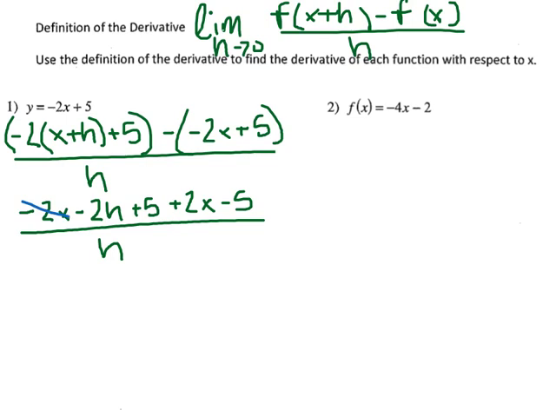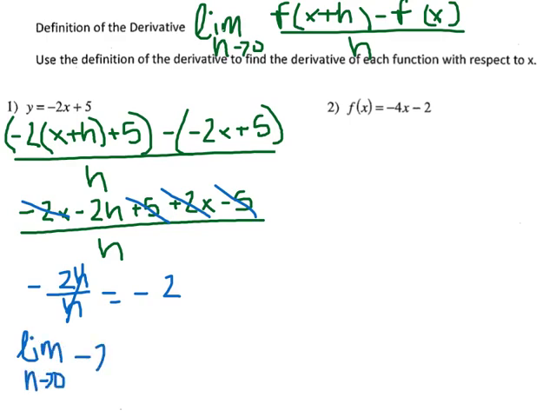Our -2x and +2x cancel out. Our 5 and -5 cancel out. We have -2h over h, which is just -2. So what is the limit as h approaches 0 of -2? Well, that's just -2.